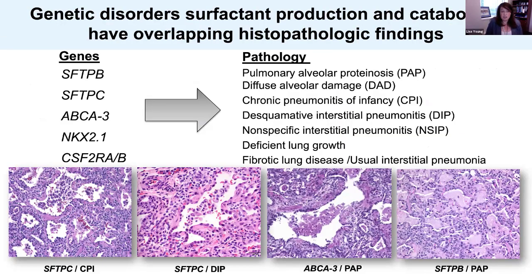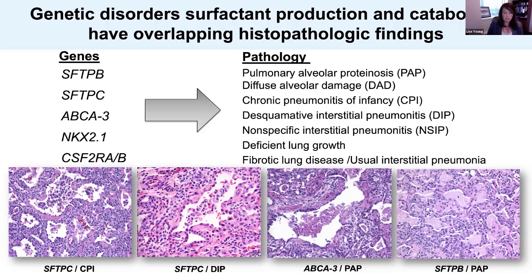The histopathology overlaps. And so the pathologists have used these terms over the years and still do. PAP, diffuse alveolar damage, chronic pneumonitis of infancy was in the literature a lot about 20 years ago. Desquamative interstitial pneumonitis, which in adults is associated with smoking, but in kids we learned is associated with surfactant disorders. NSIP. These kinds of pathology terms are what taught us to then go look for mutations in these surfactant genes, but there can be different types of histologic patterns seen with the same gene abnormality.